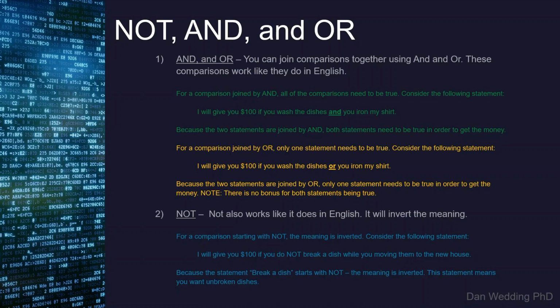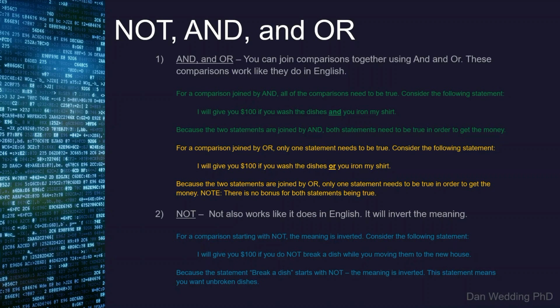For a comparison joined by or, only one statement needs to be true. Consider the following statement. I will give you $100 if you wash the dishes or you iron my shirt. Because the two statements are joined by or, only one statement needs to be true in order to get the money. Note, there is no bonus for both statements being true.